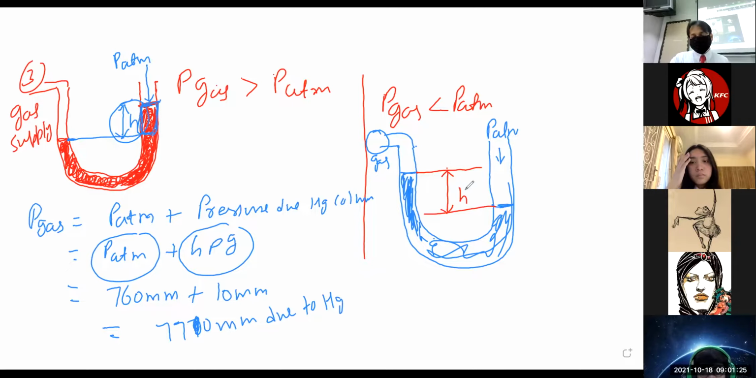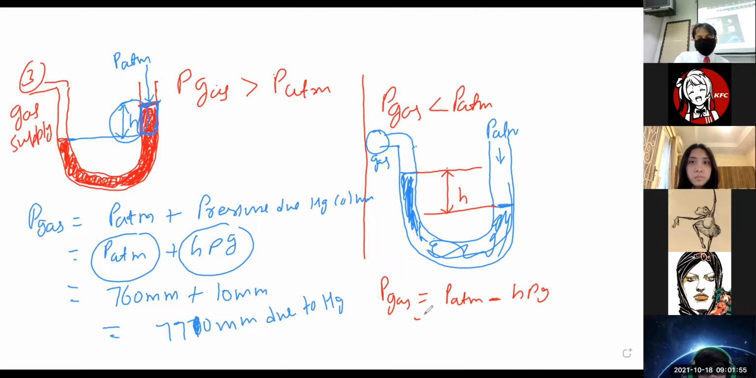This H. Now, if the pressure of gas is lesser than the atmospheric pressure, the situation will be: pressure of gas will be atmospheric pressure minus what? The liquid column in the U-tube. Yes, the pressure due to that column. So I will write that value H. Rosie, remember, you need to put the minus sign. This is the case. Please remember, if atmospheric pressure is greater, definitely you have to take the minus sign.